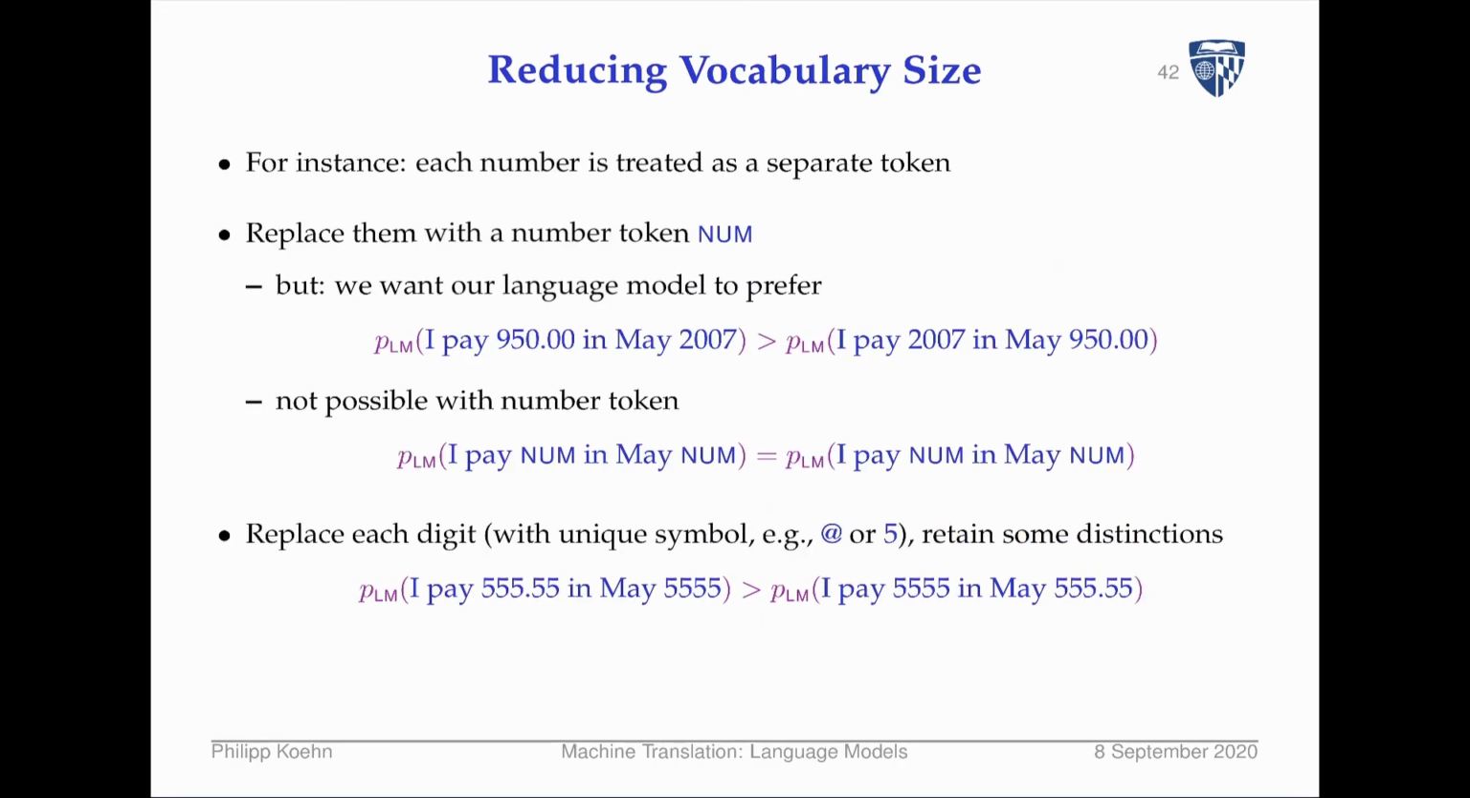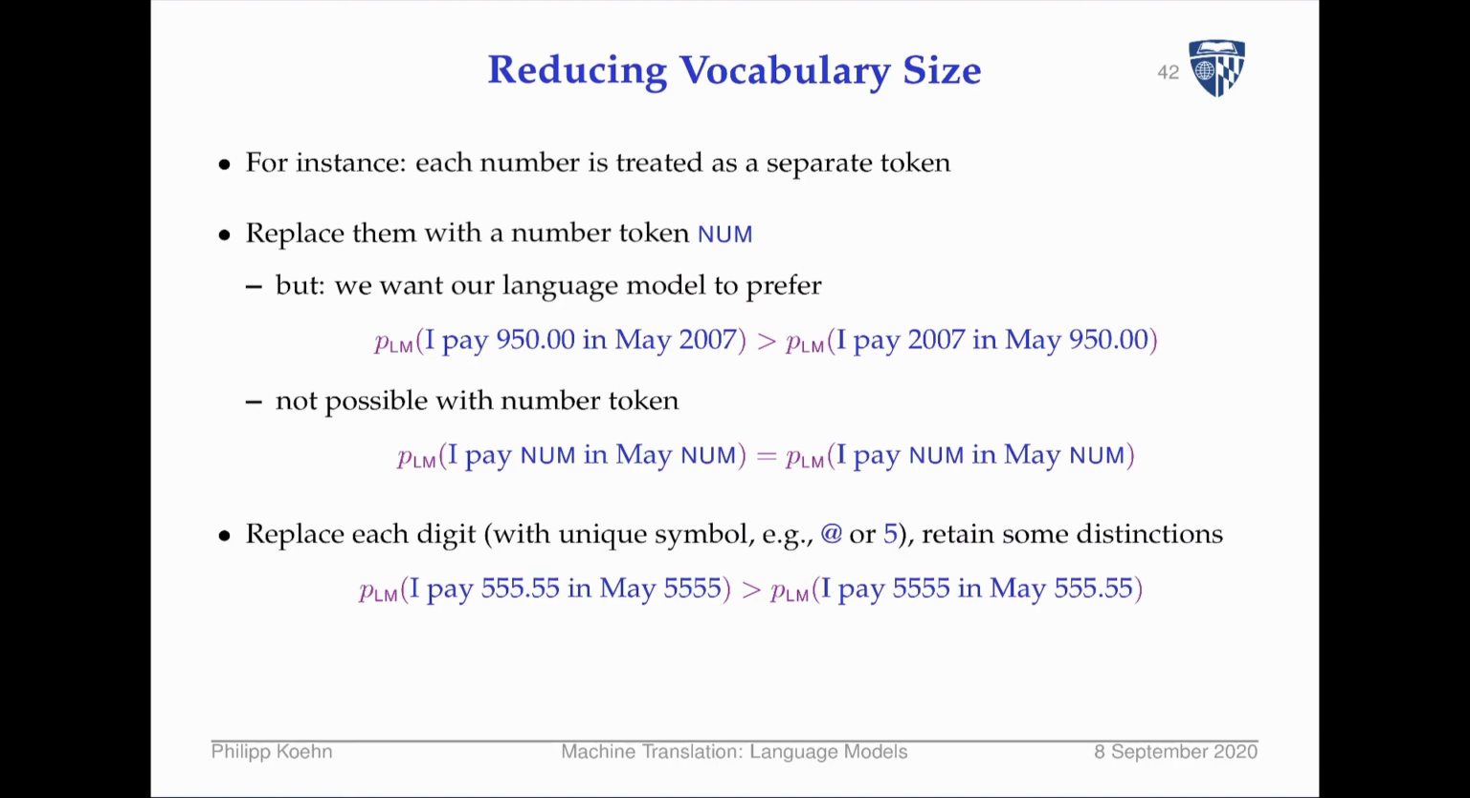Another trick is to reduce the vocabulary size. Each number is treated as a separate token. There are infinitely many numbers, so if you have very large corpora, you're going to have massive amounts of numbers. It's actually not unusual, when you have really large corpora, that the vast majority of the vocabulary becomes either names or numbers.